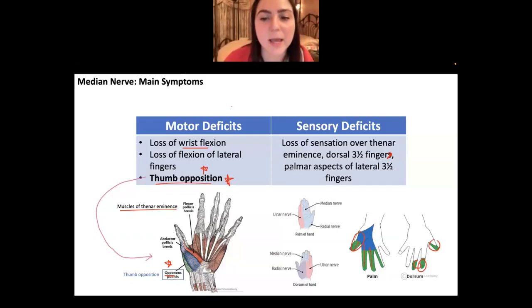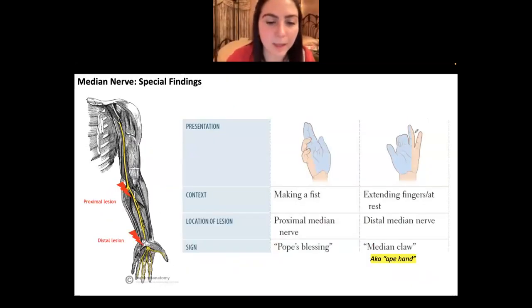So now it's the opposite. This is the exact opposite of the radial nerve. So the radial nerve did the dorsal aspects of the lateral 3.5 fingers. This is doing the palmar aspects of the radial 3.5 fingers, but it's doing basically all the fingertips of the 3.5 fingers. Okay, and then of course the palm, but remember with carpal tunnel, you don't lose palm sensation, that stays intact.